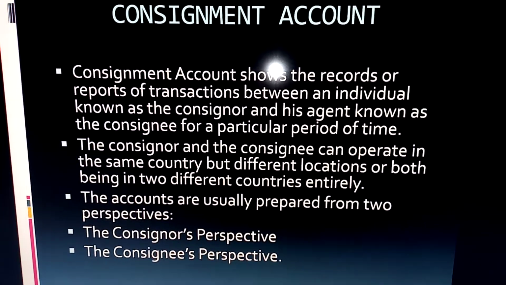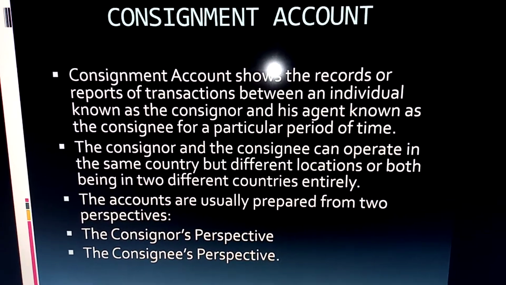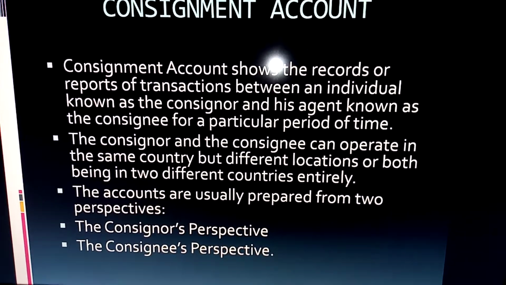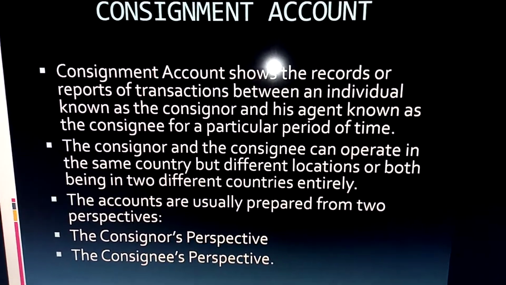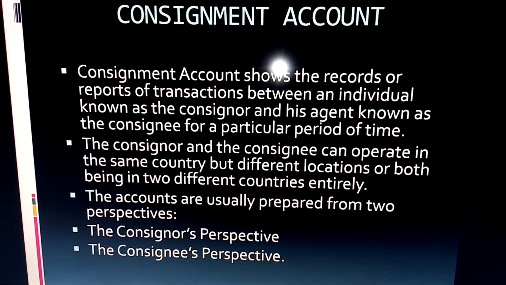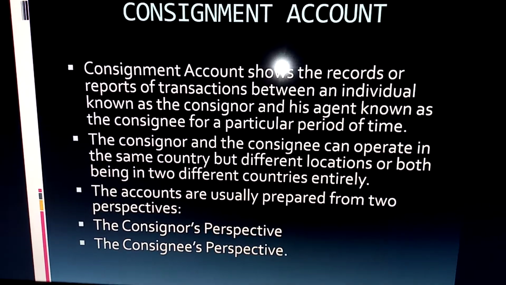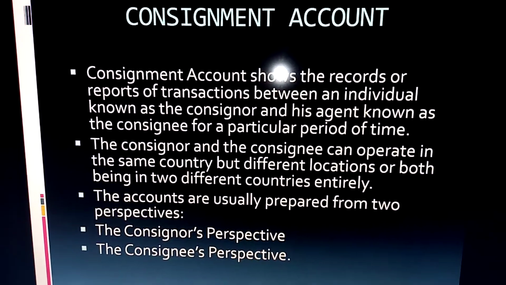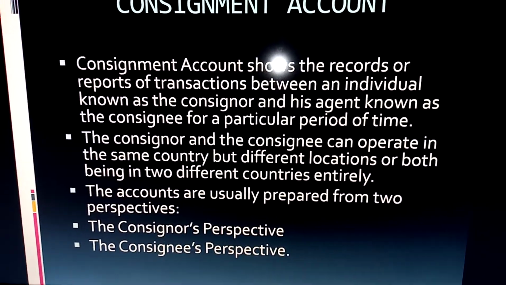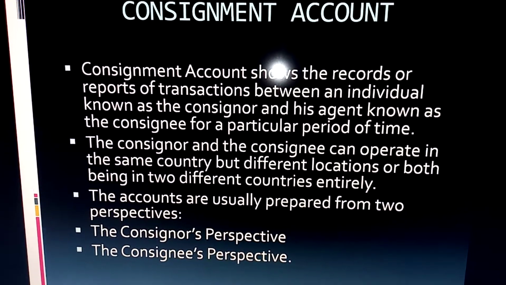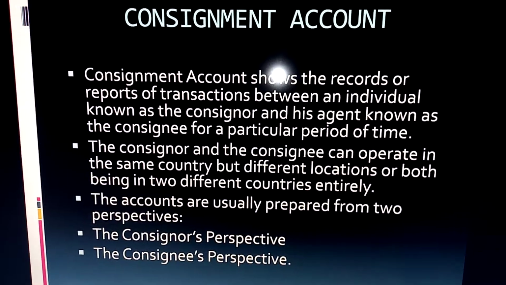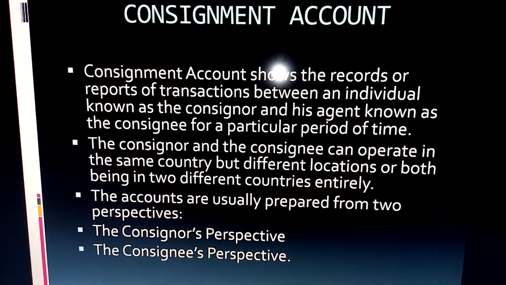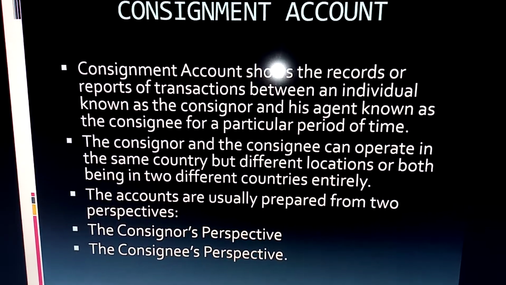The consignor and the consignee basically live in different locations. It could be in the same country or a different country, but the idea here is that the consignor is sending his product to the consignee to sell on his behalf. So the consignee gets a commission for doing that. The accounts are prepared from two perspectives: the consignor's perspective and the consignee's perspective.